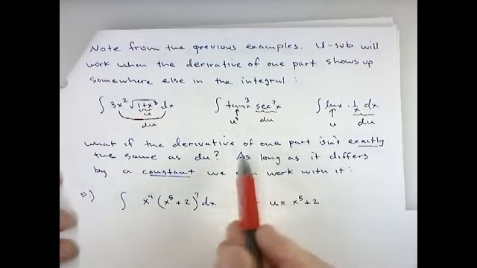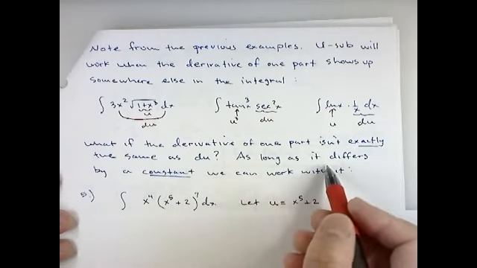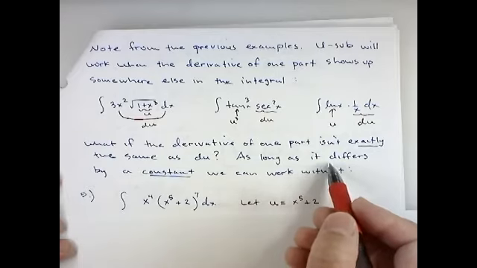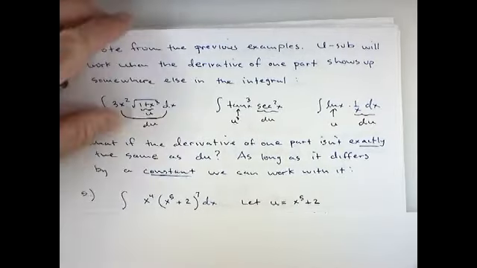But what if the derivative of one part isn't exactly the same as du? As long as you take the derivative of your u, as long as it only differs by a constant of what you have left over in your integral, we can work with it. So let me show you how this works.